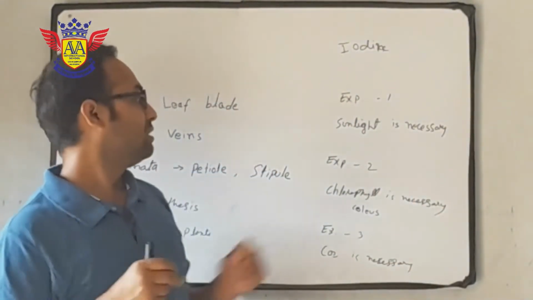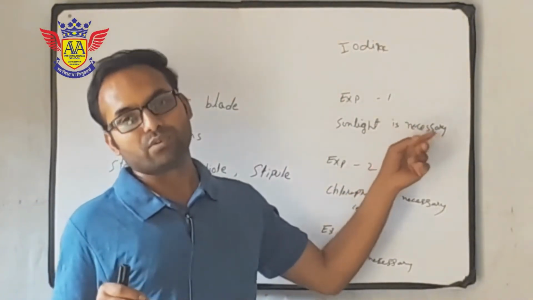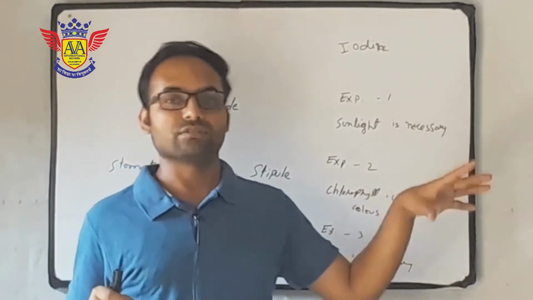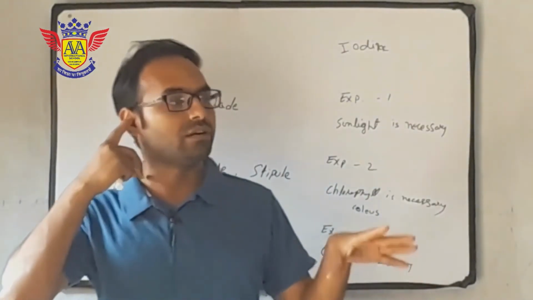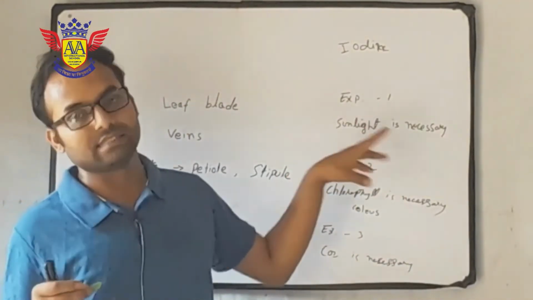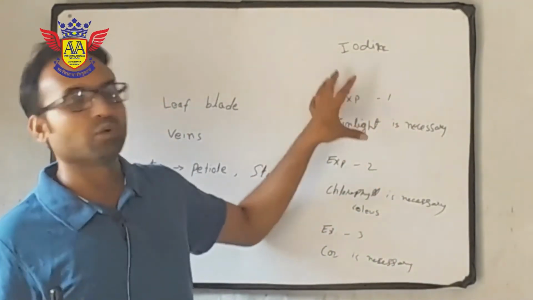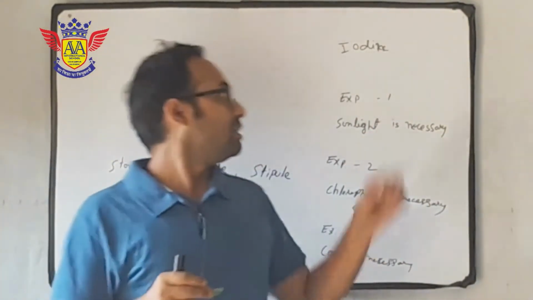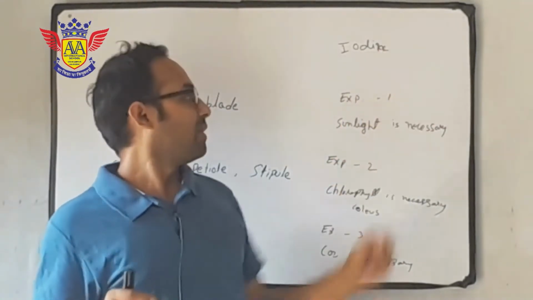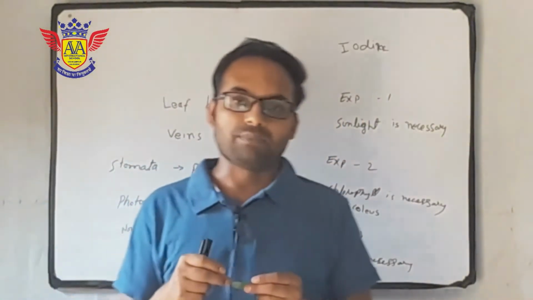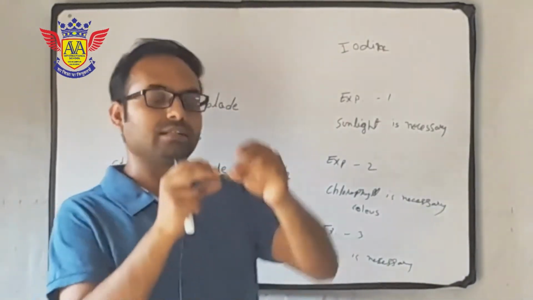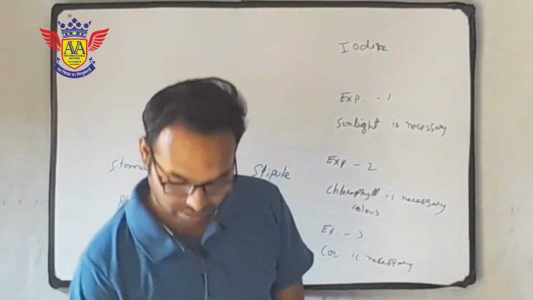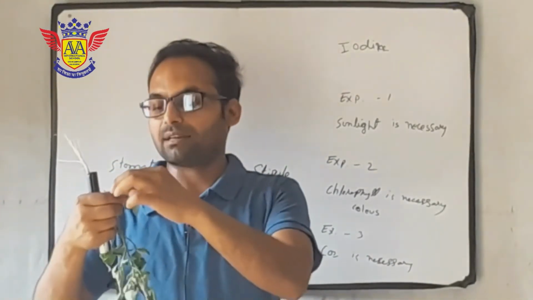Experiment number 1 says sunlight is necessary for photosynthesis. If a plant is going to do photosynthesis, sunlight is necessary for that. To prove this experiment, we have to arrange iodine solution. Then take a healthy plant and cover its leaf with black sellotape.